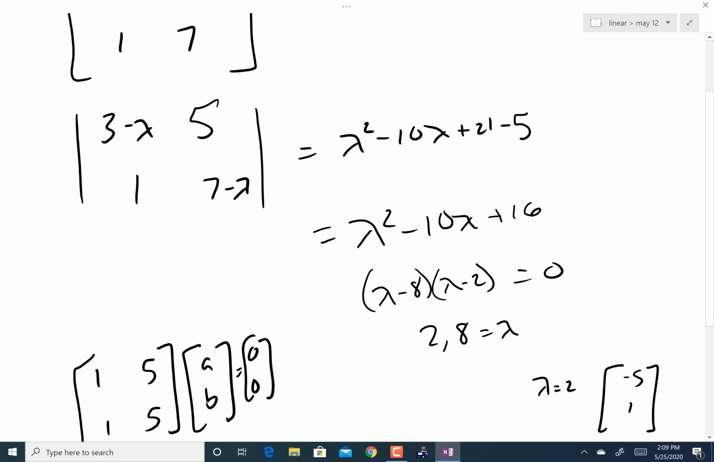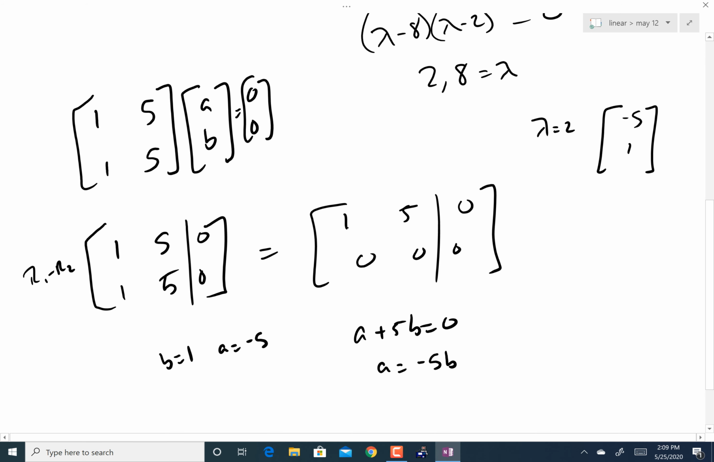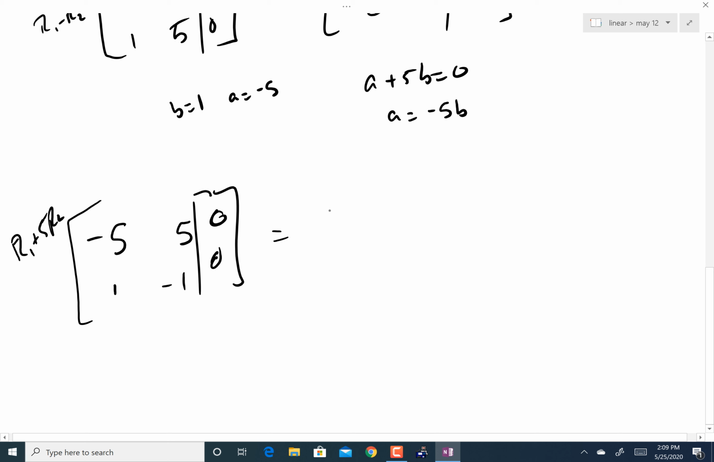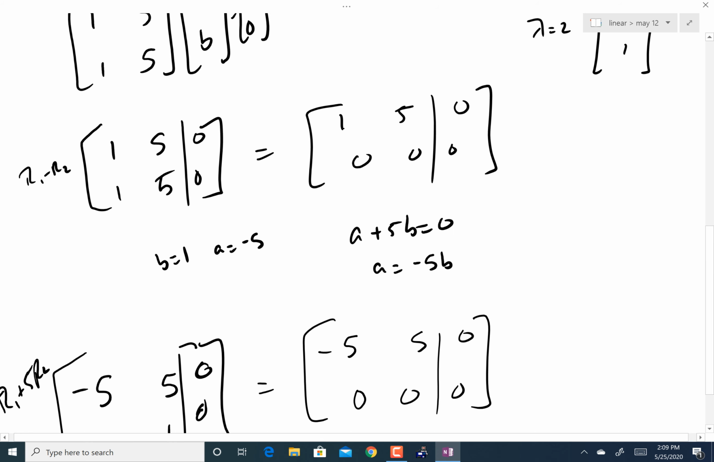And if you plug in 8, you're going to get negative 5, 5. And you're going to get 7 minus 8 is negative 1. So you're going to get 1, negative 1. So I guess we'll do it your book's way. That's cool with me. So let's go to R1 plus 5R2. It's going to give us this. Lovely. So negative 5a plus 5b is equal to 0. So a equals b. So 1, 1 comes to mind.